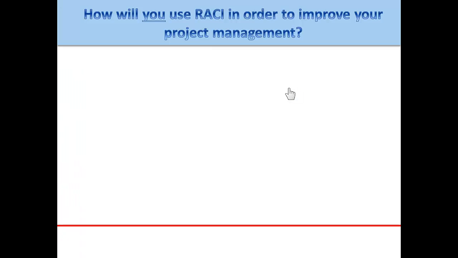So finally, before I close, I'm going to ask you this final, very important application question. How will you, or might you, use RACI in order to improve your own project management?